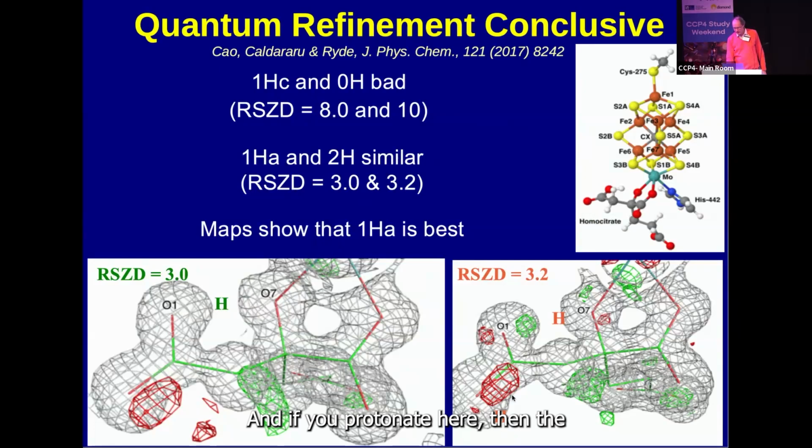And if you protonate here, then the carboxylate group swings a little bit like that. And then the crystallography says immediately, no, that's not true. You have too much oxygen here, too little oxygen on the other side. So we can directly say that this is the correct protonation state. And that's very important if you do quantum chemical calculations on it.